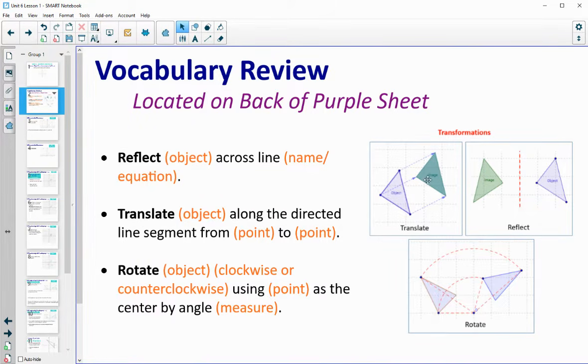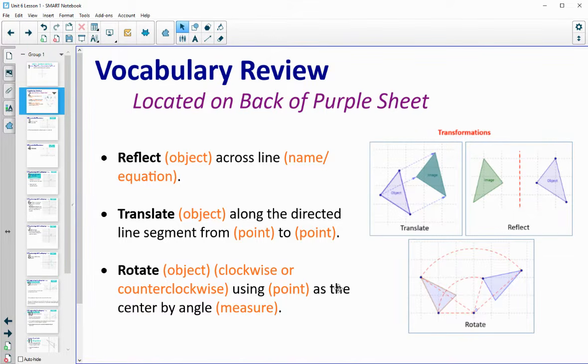Translate is when it just slides, okay? So the image just slides. And so we would say translate the object along the directed line segment from what point to what point. Maybe you're saying translate triangle ABC along the directed line segment from the point 2, 3 to negative 2, 7 or something like that.